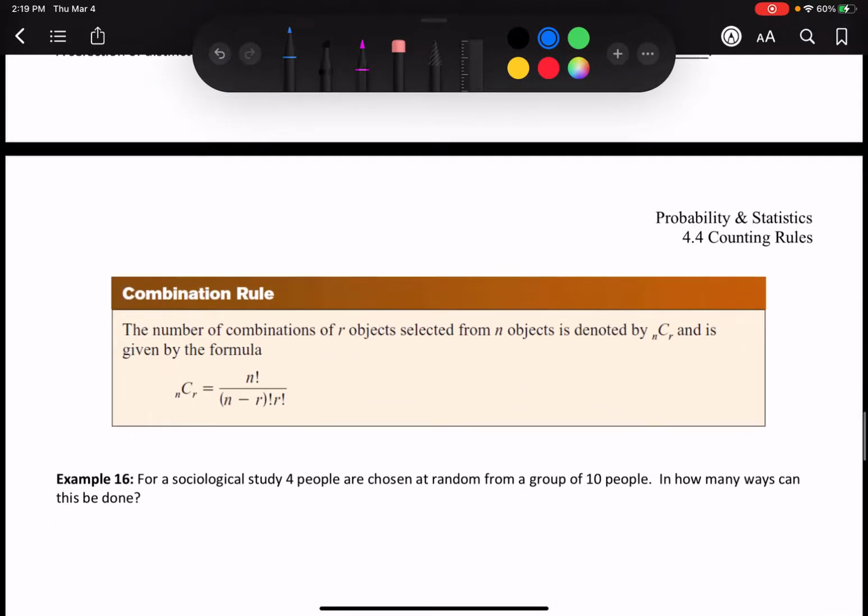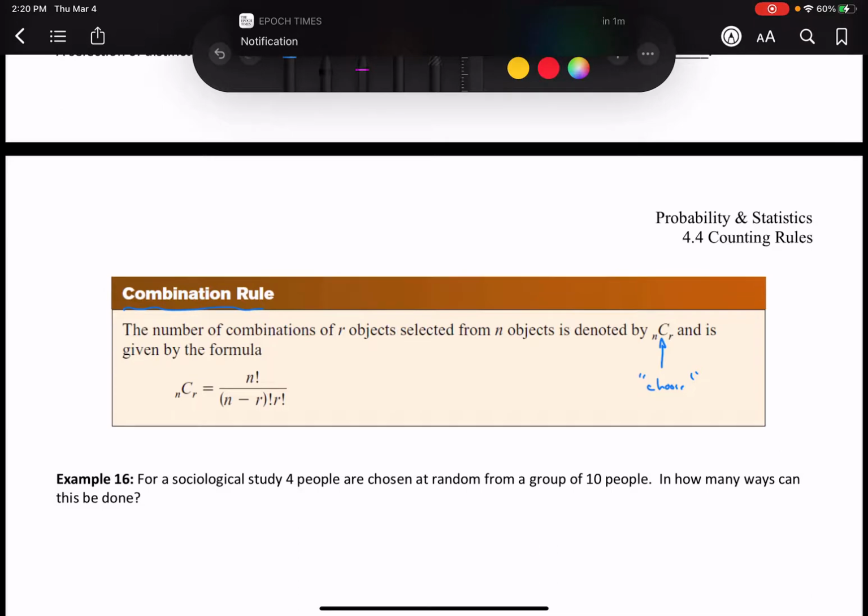So I don't usually like presenting a formula first, but here it is. The number of combinations of R objects selected from N objects is denoted by NCR. And I want you to think of this C as representing the word choose. So we are choosing a set of things. I would say we don't usually choose things one at a time. We'll usually choose a set of them. Like, we'll choose a team, but we will pick players. You know what I mean?